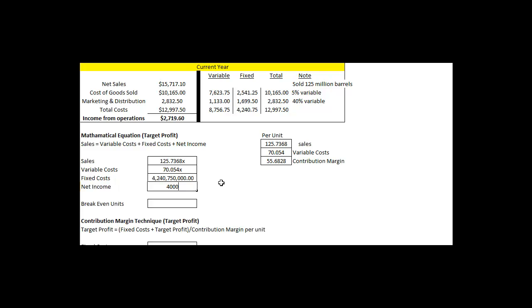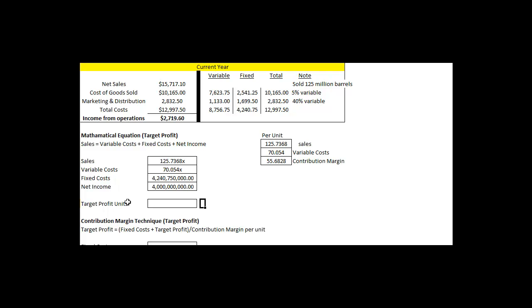Let me see if I can get these right. Let's format that to be consistent, and make sure I have the right number of zeros. Okay, so that's actually 4 million. I don't have enough zeros. Okay, 4 billion. So that's what we want our profit to be. This shouldn't say break even, it should be target profit units. How many do we need to sell?